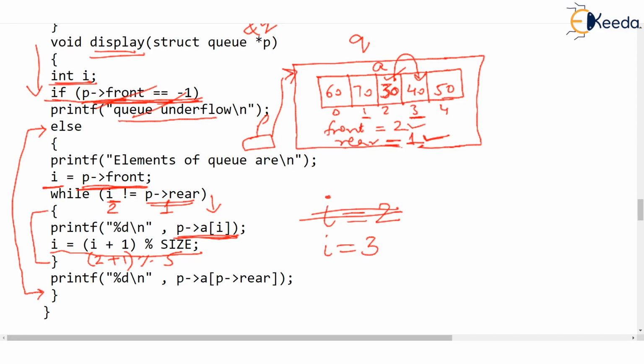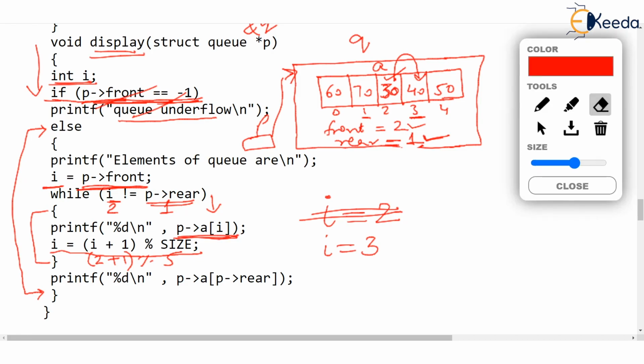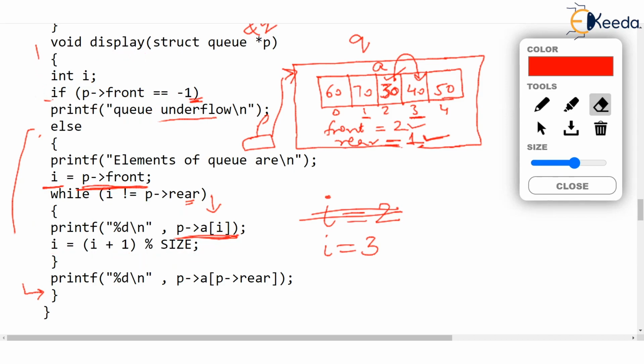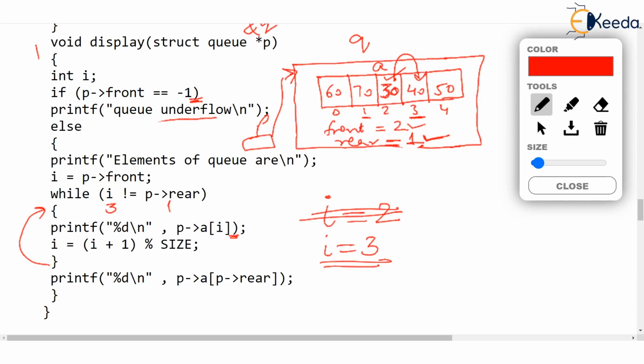Okay. So we continue running the while loop now and checking the conditions. Whether the condition is true, we will enter the while and print that particular element. So let's go back to while and check the condition. What is I now? Check, I is 3. Is it not equal to rear? Rear is 1. So we have still not reached the rearmost place of the array. And hence we will print P arrow A[I]. A[I] means A[3], so 40 gets printed.